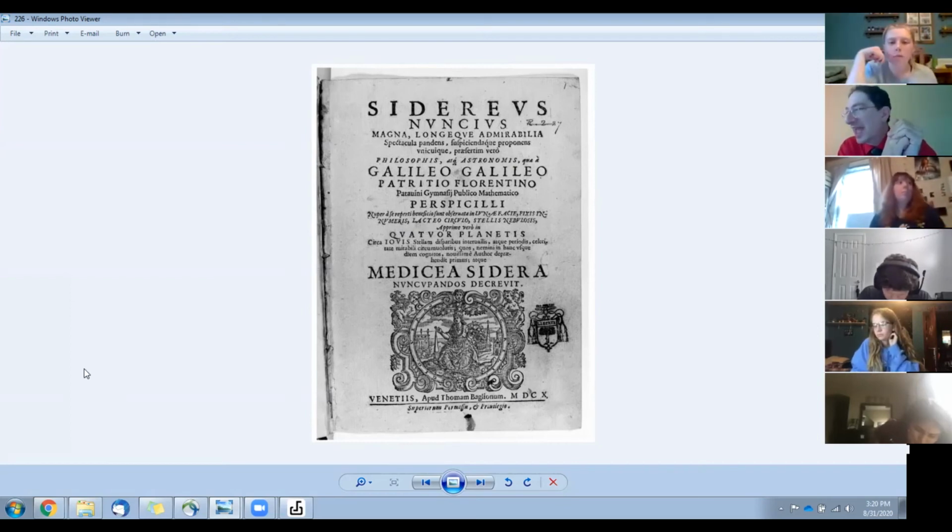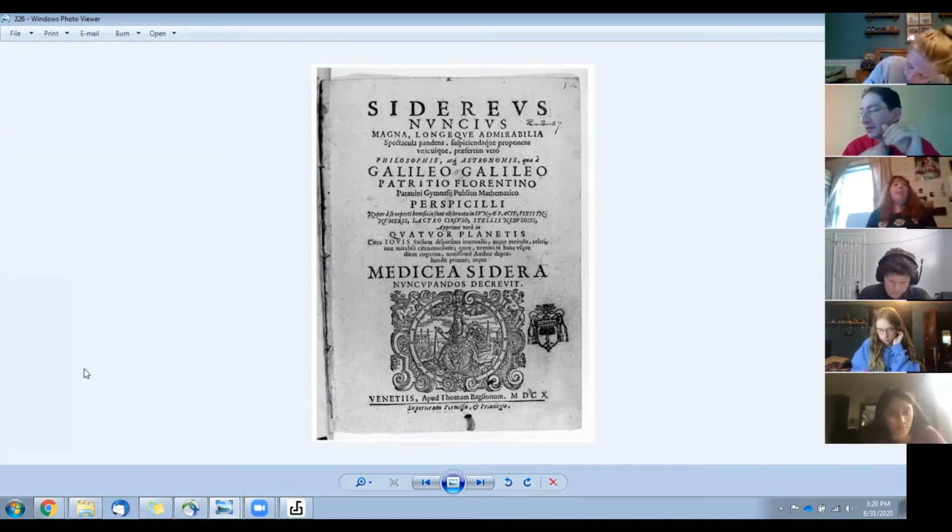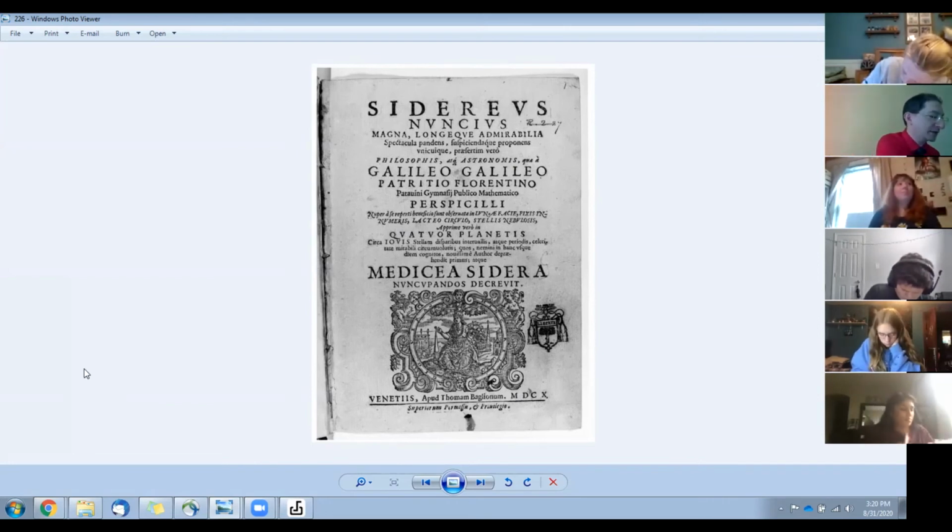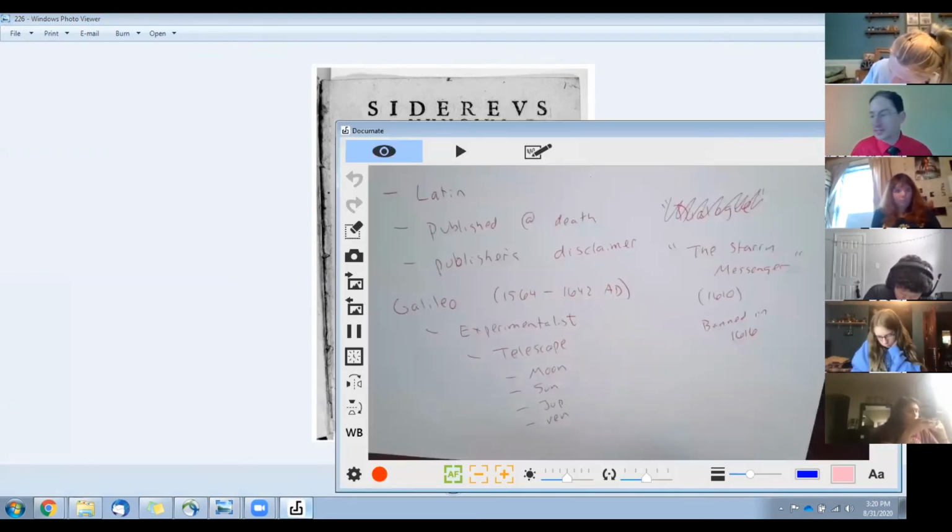And very quickly, the church in particular got angry with him and banned his book. It actually went for about 6 years. It was banned in, I'm writing on the doc cam, 1616. Banned in 1616. And he wasn't allowed to talk about this at that point.